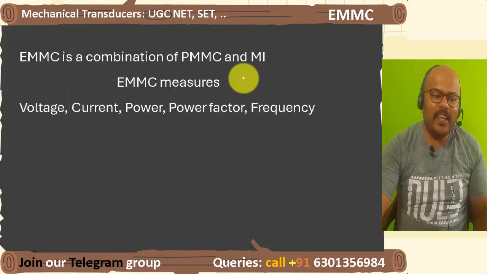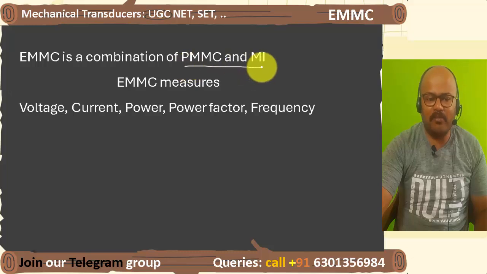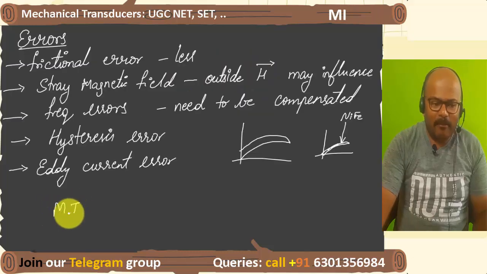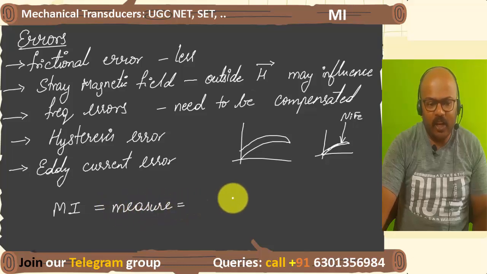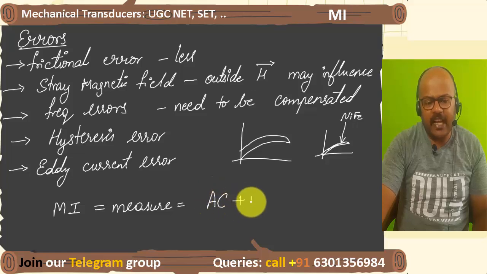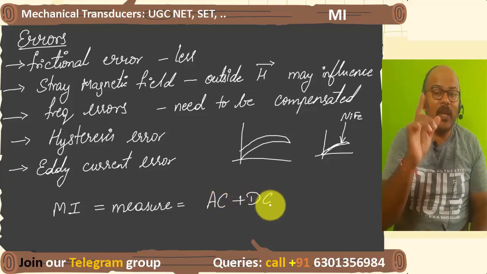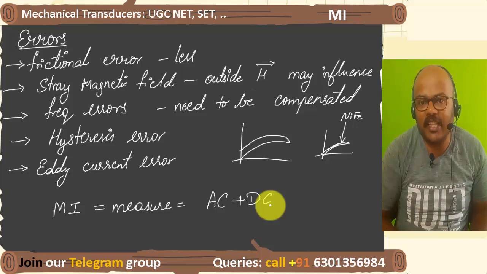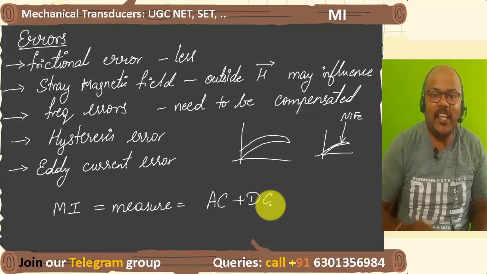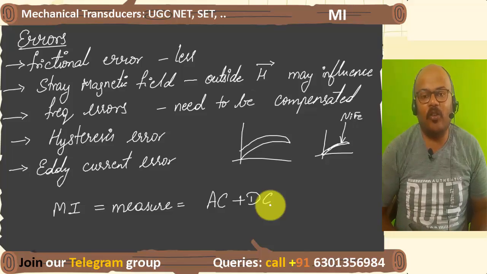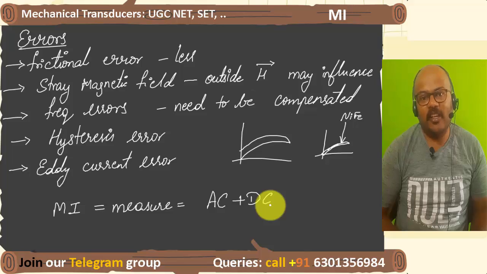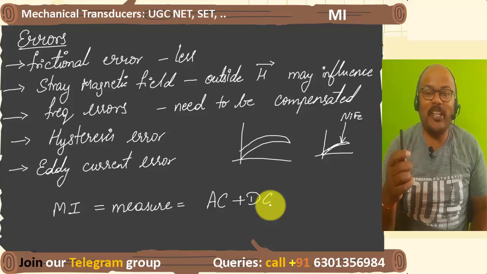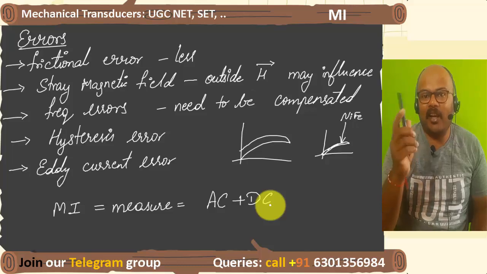Important. This EMMC is a combination of PMMC and MI. Look at the things. MI can measure both AC quantities as well as DC quantities. But PMMC was in a position to measure only the DC quantities. Here also, in the case of MI, frequency should be more. At that time, it is going to read the RMS reading. If the frequency is low, what is the problem? The pointer will continuously oscillate.